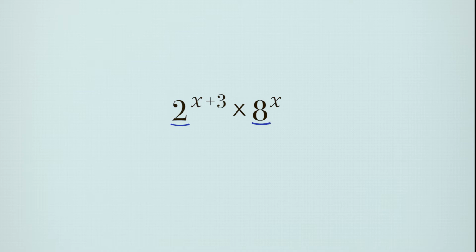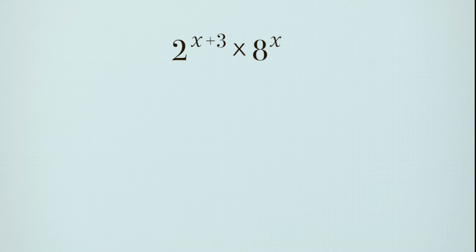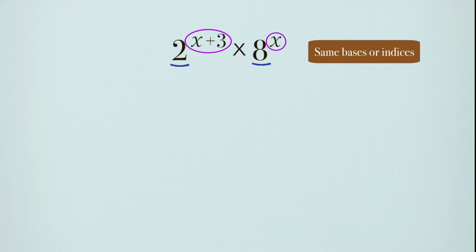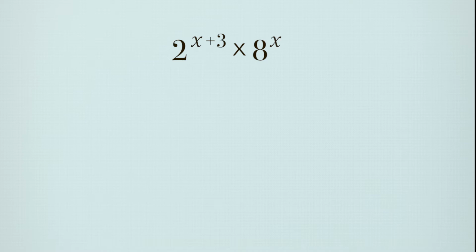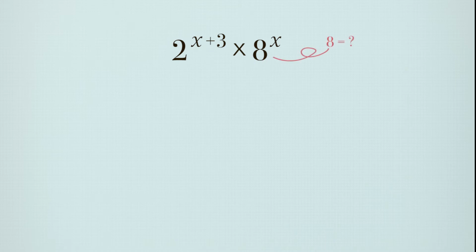Next, let's look at this expression. Again, the bases and indices are both different. What can we do to simplify it? First, remember that we need the bases or indices to be the same. Next, note that 2 is a prime number, while 8 is a composite number. So we can express 8 as a product of prime factors. Also, 2 is a factor of 8.